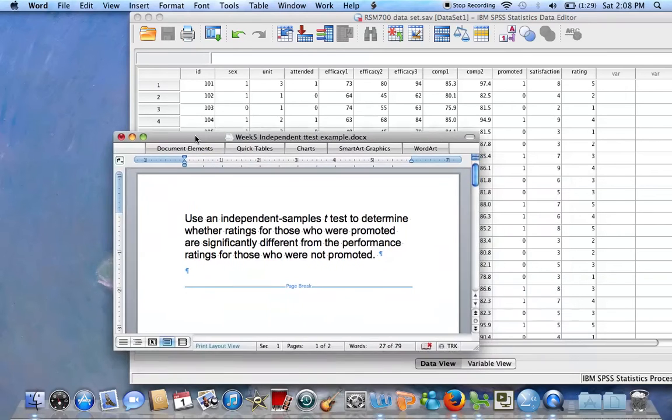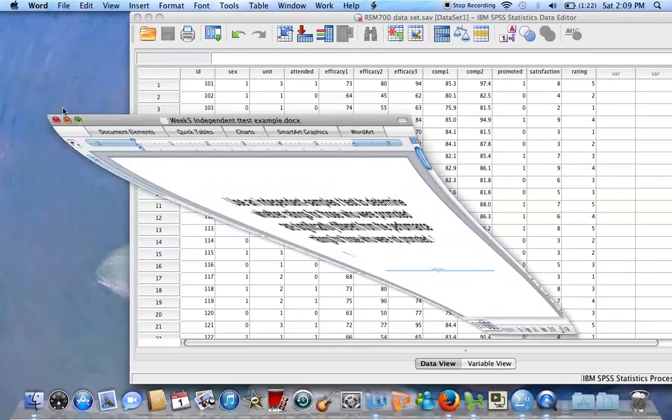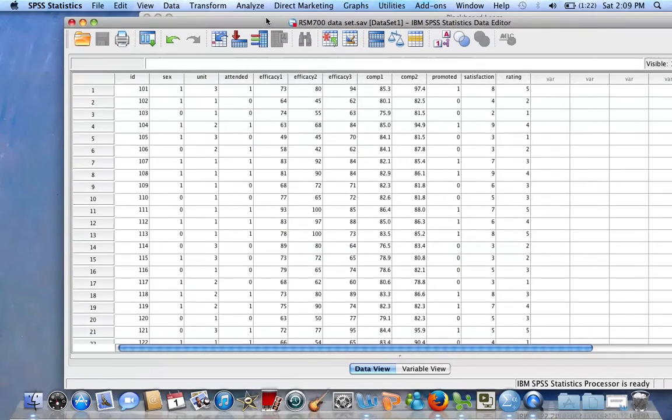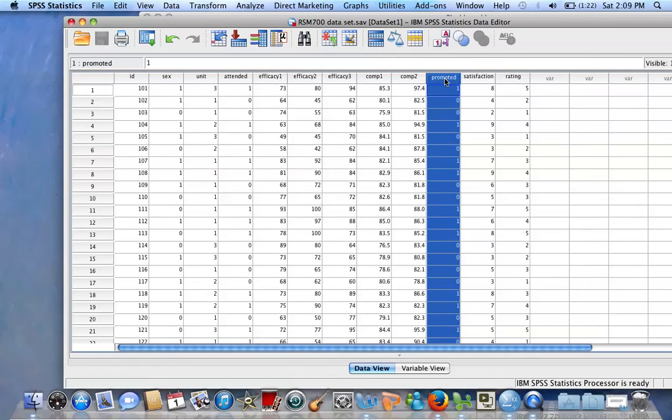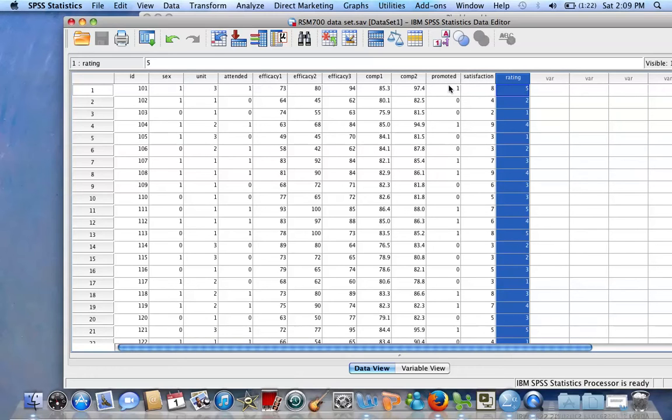Okay, so again, in this example, we're going to use an independent samples t-test to determine whether ratings for those who were promoted are significantly different from the performance ratings for those who were not promoted. So our variable here, promoted, is what we're going to look at. We're going to see if performance ratings differed for people who were promoted or not promoted.